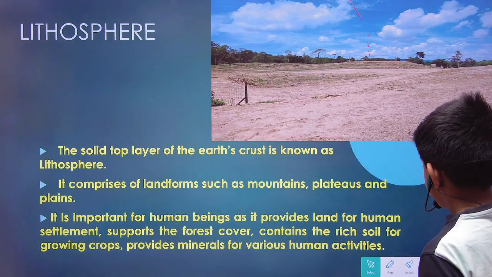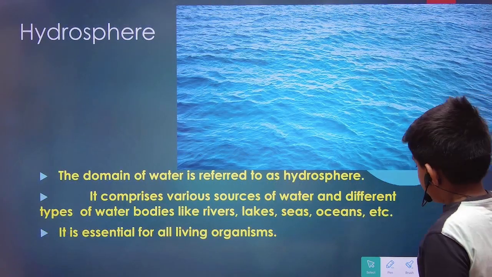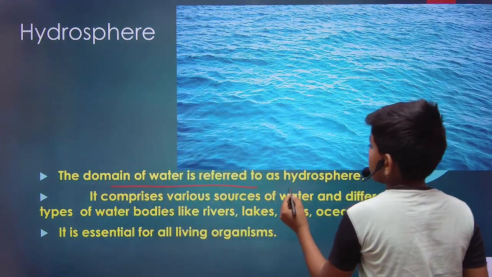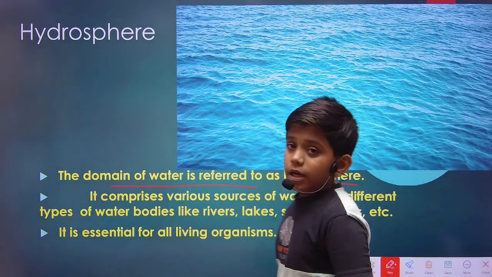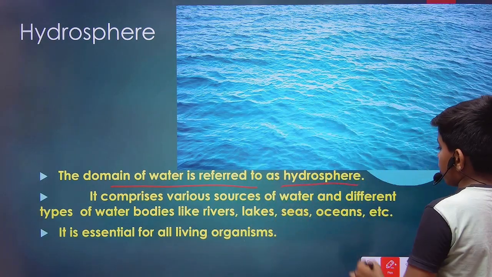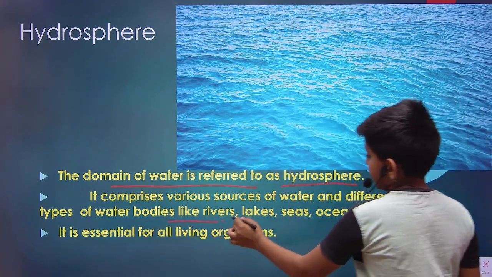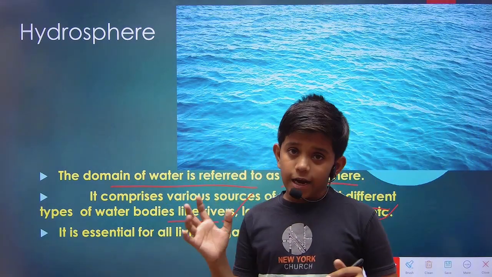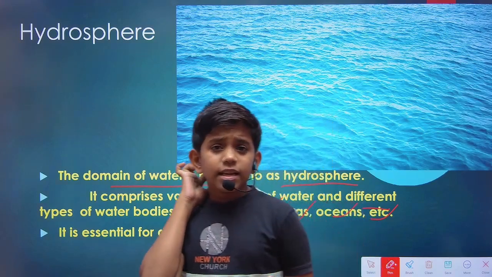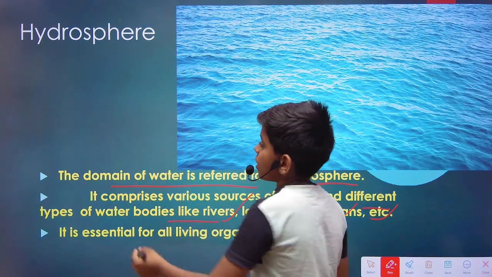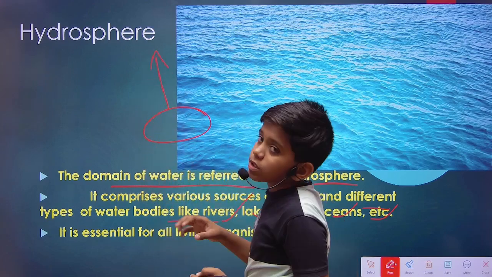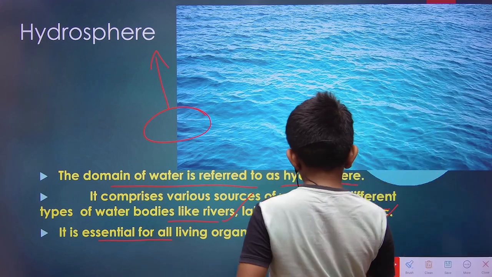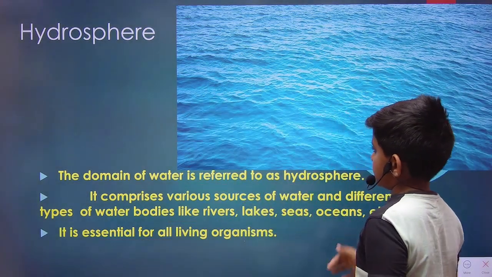Next, hydrosphere. Next we have the domain of water, which is known as the hydrosphere. The domain of water is referred to as hydrosphere. It comprises various sources of water and different types of water bodies like rivers, lakes, seas, oceans, etc. So all these water bodies come into the hydrosphere because they are made up of water. It is essential for all living organisms.